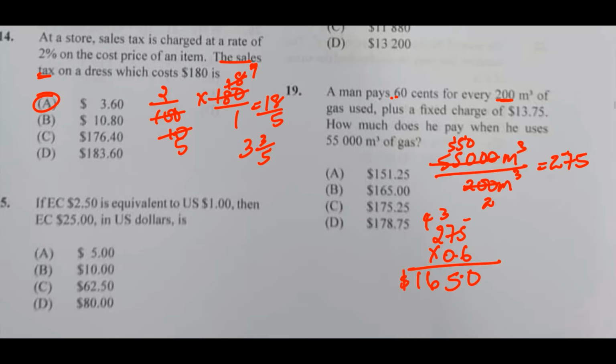So this is $165, plus the fixed charge of 13.75. So we know the answer must end with 75. So these will not work. D would be the answer because we say it must end with 0.75, and D is the only one that ends with 0.75. But we can finish up: 5 and 3 is 8, 1 and 6 is 7, and 1. So our answer would be D.